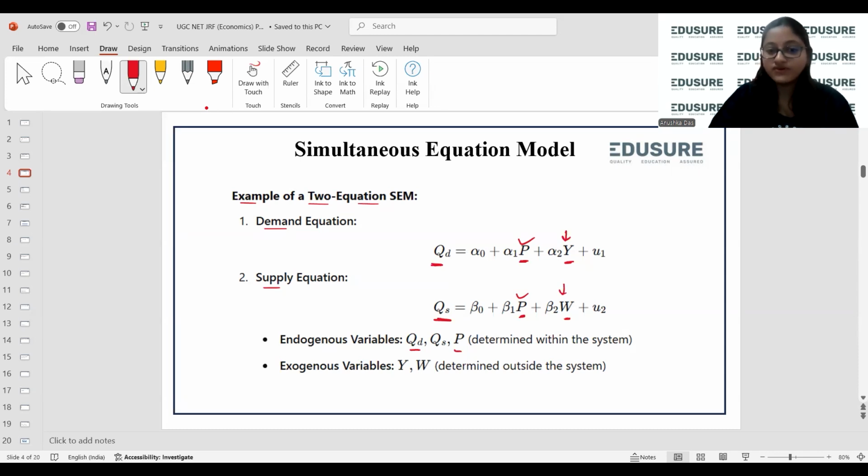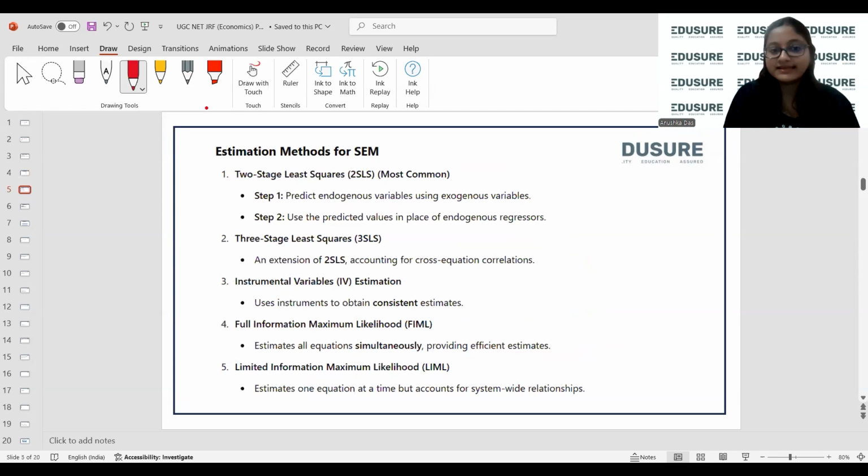So first things first, whenever you are given a simultaneous equation model, firstly identify which of the variables are endogenous and which are exogenous. That is the first task. As I have done here, there are three endogenous variables and two exogenous variables, where endogenous ones are determined within the system and exogenous ones are determined from outside. So they are given basically, right? So this is the example.